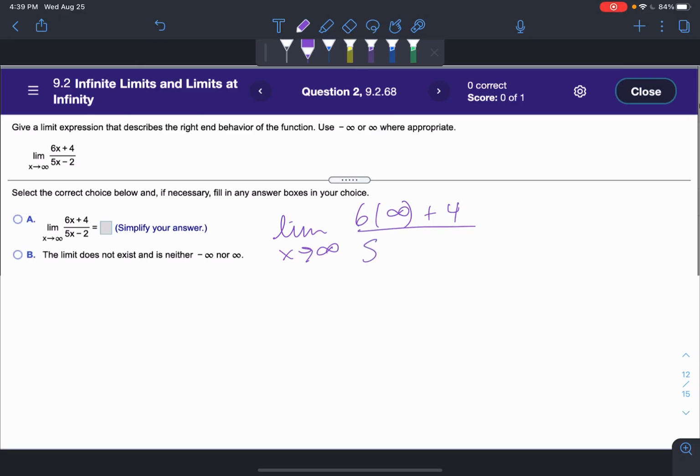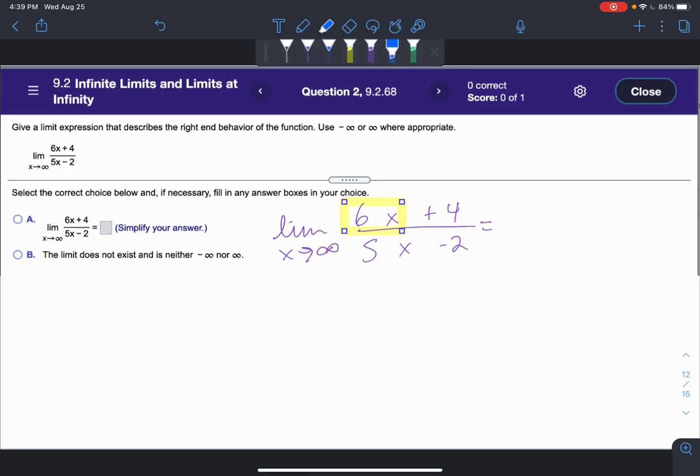So I can't tell whether the numerator is going to be greater than the denominator. But what I can tell is my leading terms from the numerator and the denominator, right? So my leading term for the numerator would be the 6x, right? And for the denominator, my leading term would be 5x.